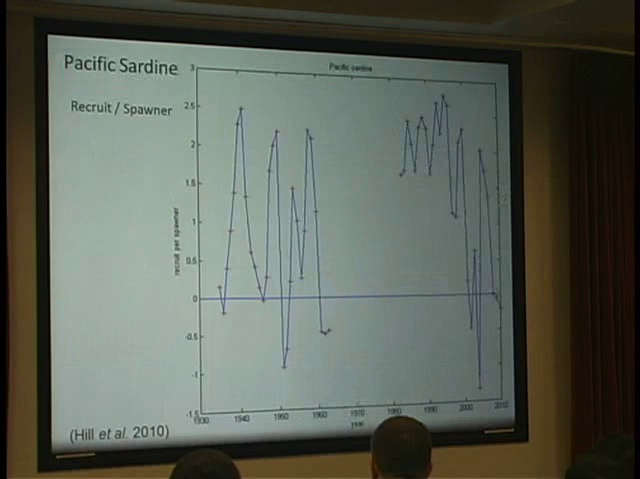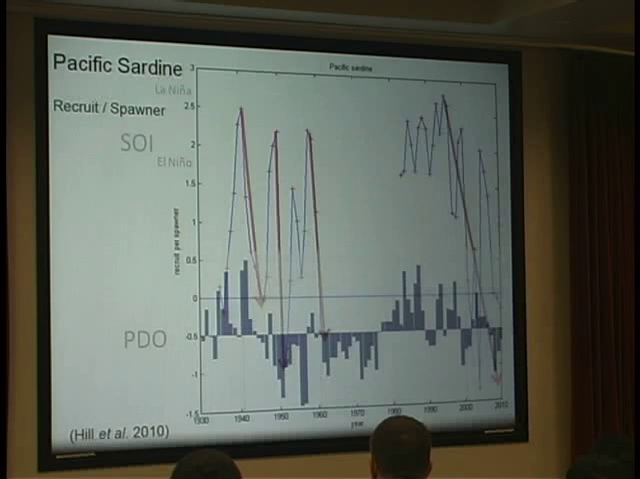And so on the left, back in the 50s, there's a recruitment for biomass, which had a value of about 1 in these units. And you can see it's been declining in recent years on the right. And so these are the declines here.